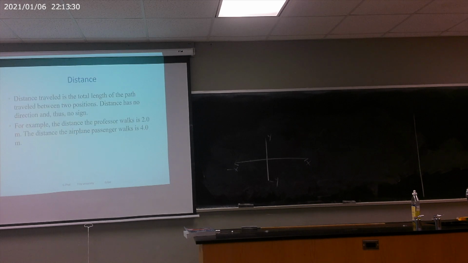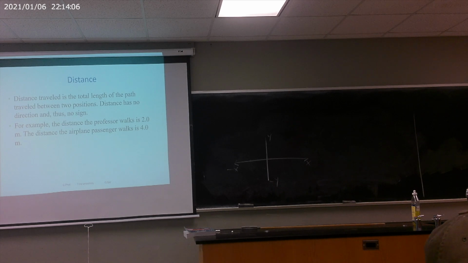On the other hand, distance could be the same as displacement or it could be different, depending on how far the object has gone. Distance traveled is the total length of the path traveled between two positions. Distance has no direction, it has no sign. It's always going to be a number. No positive and negative. Positive represents either the positive x-axis or the positive y-axis. Negative shows either the negative x-axis or negative y-axis.